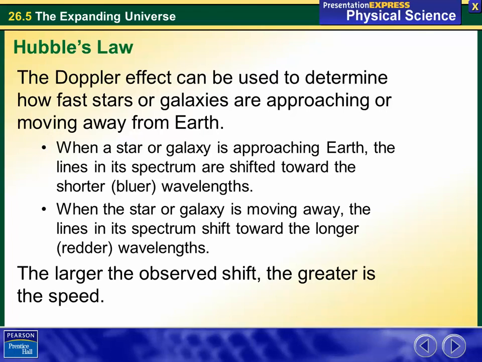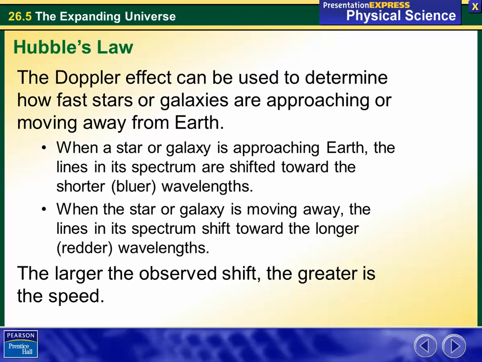The same thing kind of works in visible light. So when a star or galaxy is approaching Earth, the lines are shifted to shorter, bluer wavelengths. So shorter wavelengths are blue. When it's coming to us, the wavelengths are not moving. There's not as much distance in between the wavelengths, so they appear to be blue.